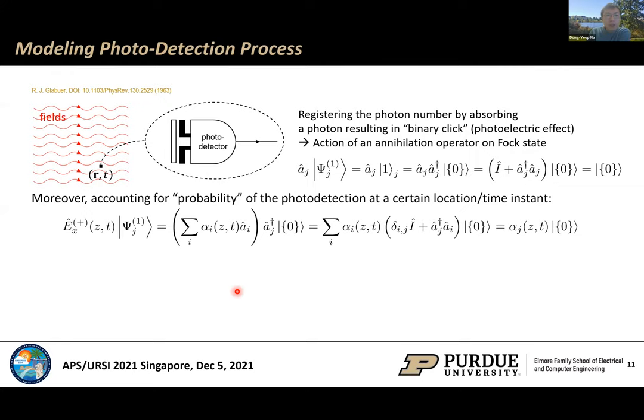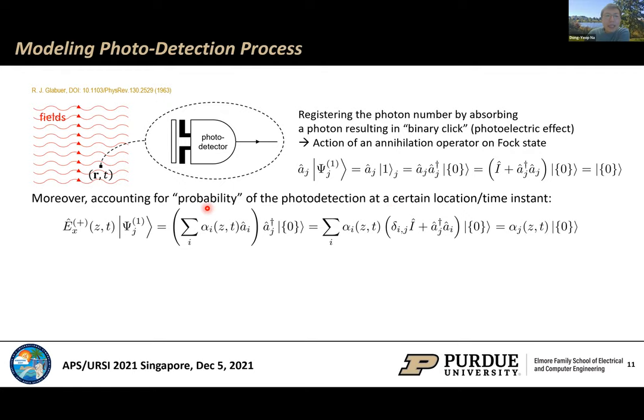Actually, then how do we model the photo detection process? Physically speaking, photo detection happens when an atom absorbs the photon so that the atom will be excited from the ground to the excited state. That can be modeled by the action of the annihilation or lowering operator on the quantum state so that it decreases the photon number by one. So we have a vacuum state. In addition to that, we will account for the probability of photo detection at a certain location and time instant.